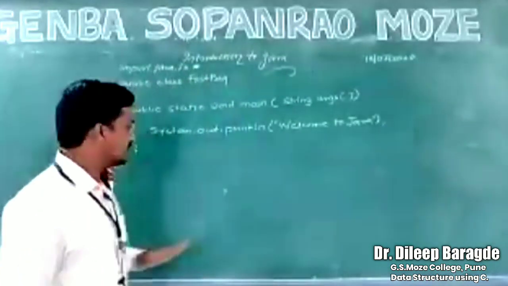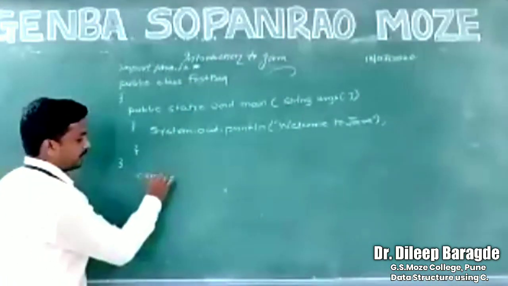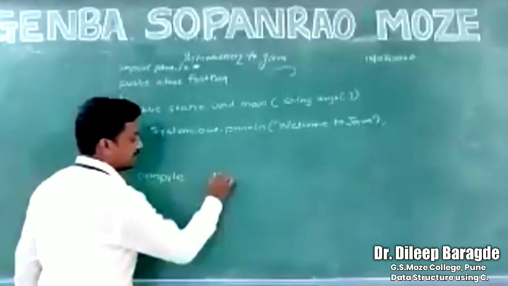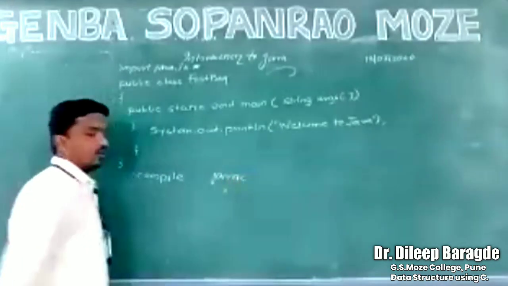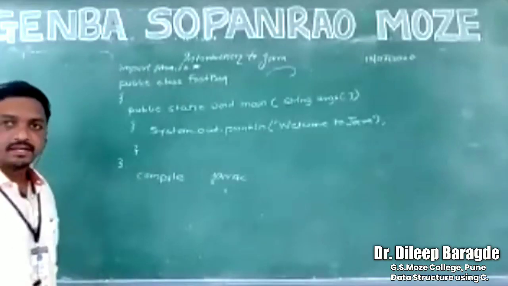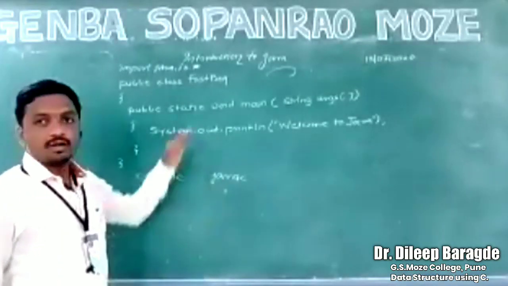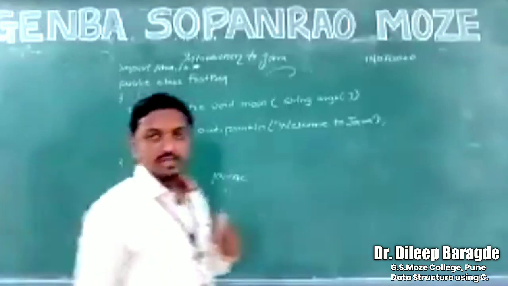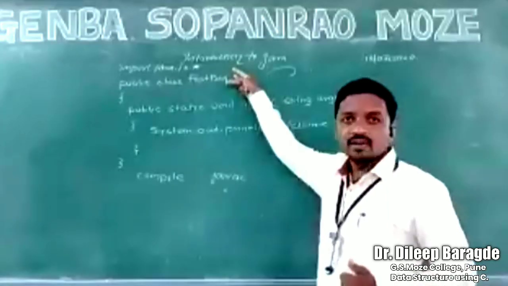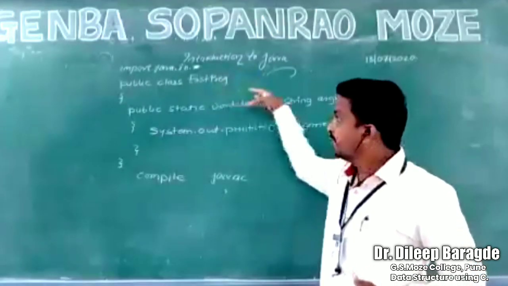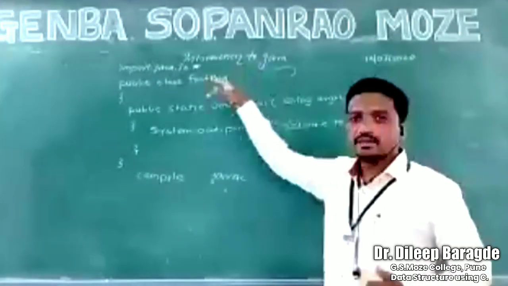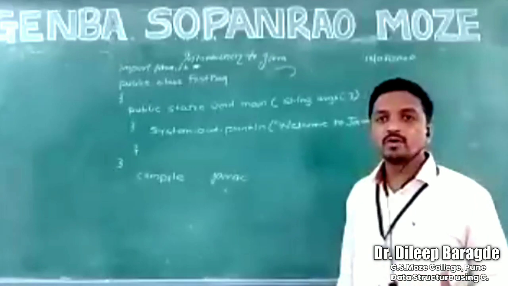Now we have to compile that Java program. How will we compile the Java program? The Java program will be compiled by using the javac tool. So javac, space, the program name. Now we have to save this program using this name: the class name where main is written. The class name where main is written and the program name should be the same.